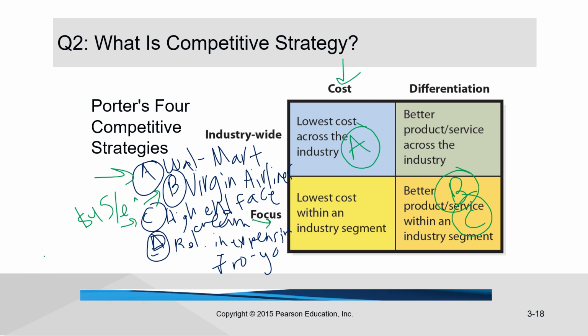Last, let's not forget about D, the relatively inexpensive line of organic frozen yogurt. Well, we said it's relatively inexpensive, so on the cost dimension, we can say, okay, their strategy is low cost.